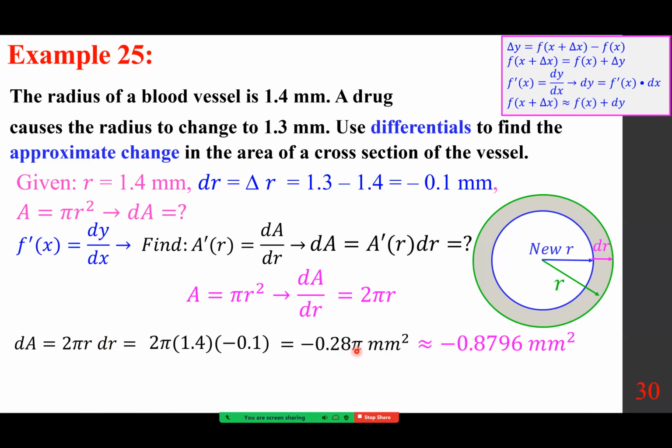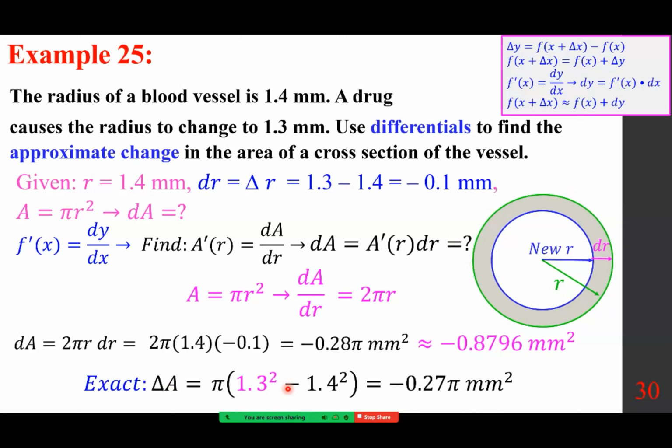Now, the exact answer class is the shaded region, which means calculate the area of the small one, pi r squared, r is 1.3. Calculate the area of the larger one, pi r squared, the r is 1.4 for the large one. The difference is the answer. So this is the exact answer, delta A. So pi times 1.3 squared minus 1.4 squared. As you can see, these two are pretty close. So exact versus an approximation.